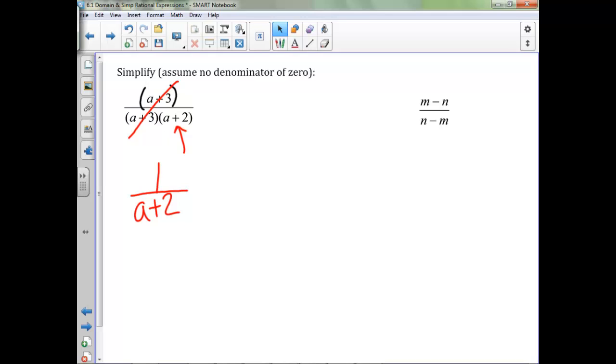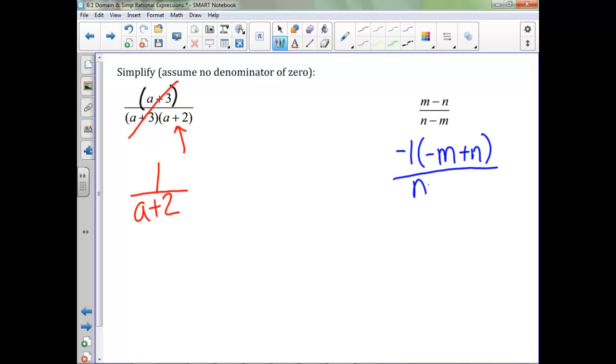Now notice that these two, numerator and denominator, are very similar, but they're not exactly the same. In the numerator, your n's negative, in the denominator, the m is negative. So let's factor out a negative 1 from our numerator. We're left with negative m plus n over n minus m. Now notice these two are the same thing. Your m is negative, your n is positive, so they can divide out. And we're just left with negative 1.